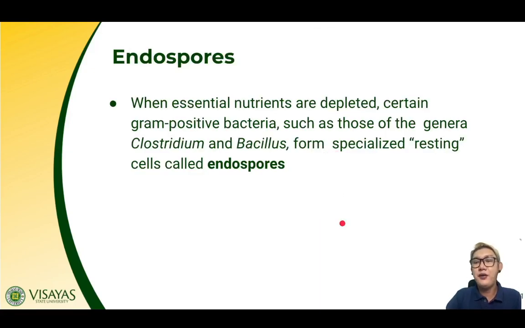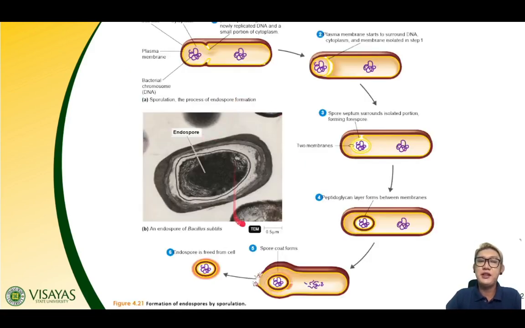Now, finally, found inside the bacterial cell are endospores. When essential nutrients are depleted, certain gram-positive bacteria, such as those of the genera Clostridium and Bacillus, will form specialized resting cells called endospores. I think we have already talked about this before. The process of endospore formation is called sporulation.